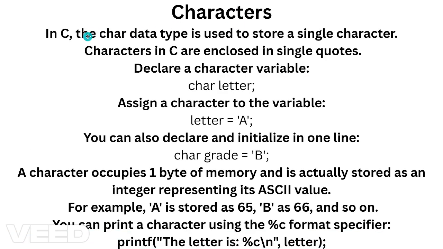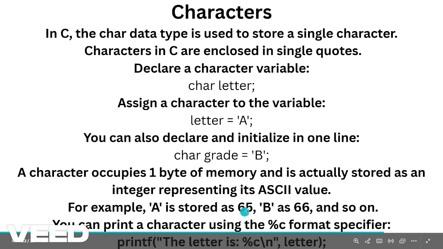Character. char is a character data type in C used to store a single character. Characters in C are enclosed in single quotes. Declaring a character variable: char letter, then assign a value like letter equals 'A'. For grade, char grade equals 'E' we can also write. It occupies 1 byte. The ASCII value of A is 65, B is 66, C is 67, like that. If the letter is printed with percentage c, it prints the letter A.